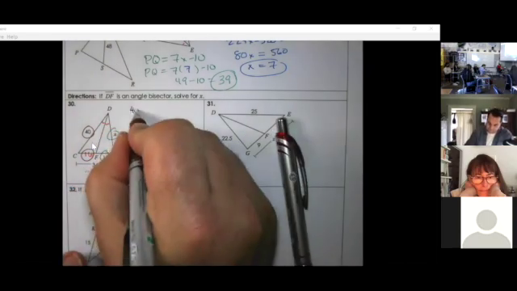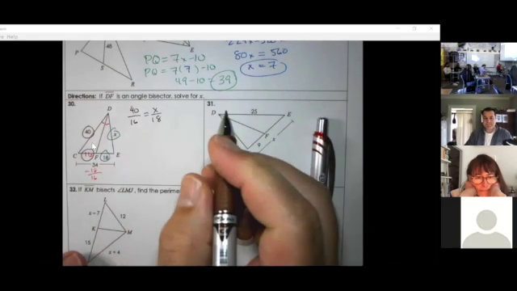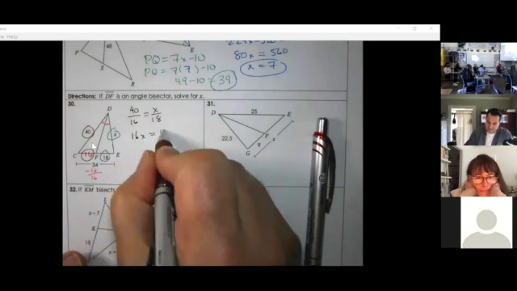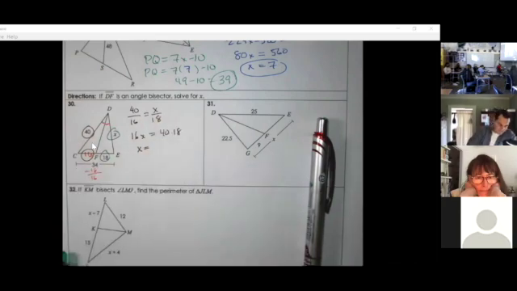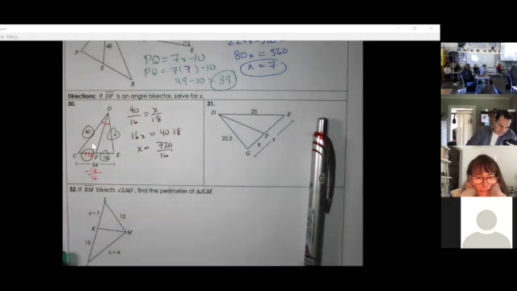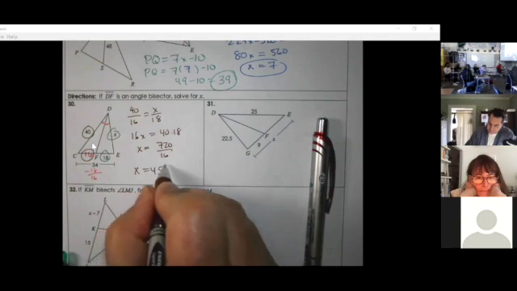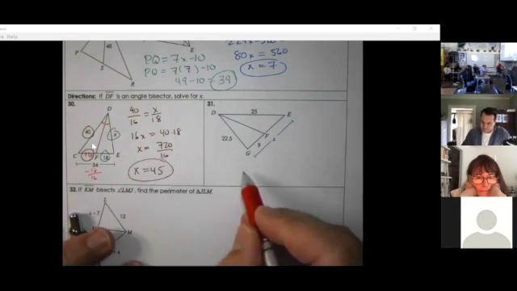In other words, 40 to 16 is equal to x over 18. Cross multiply, 16x equals 40 times 18. So x equals, what is 40 times 18? 720 divided by 16, which is x equals 45. Same idea here.